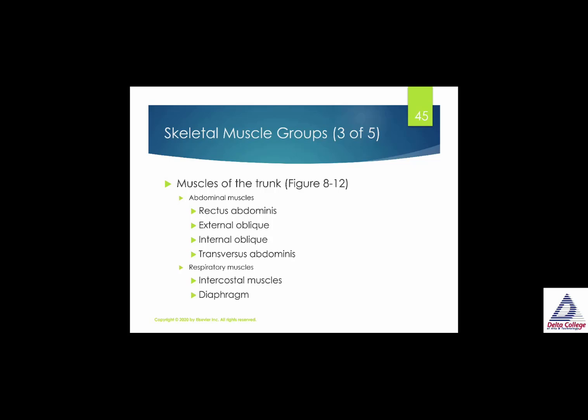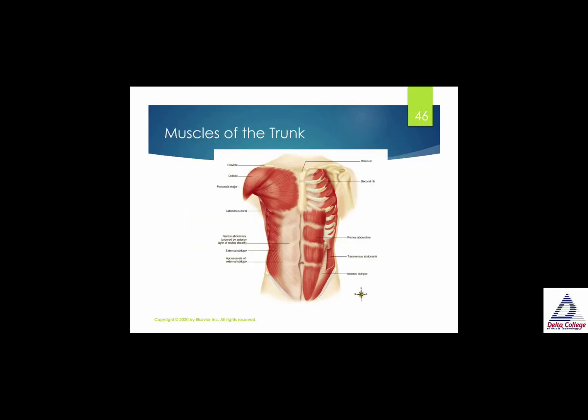Your respiratory muscles consist of intercostal muscles. These are in between the costal cartilage or the ribs, and a lot of times we'll see what's called intercostal retractions in someone that's having a breathing issue. And then the diaphragm, which separates the thorax from the abdomen. Here's an image of those that we just talked about.